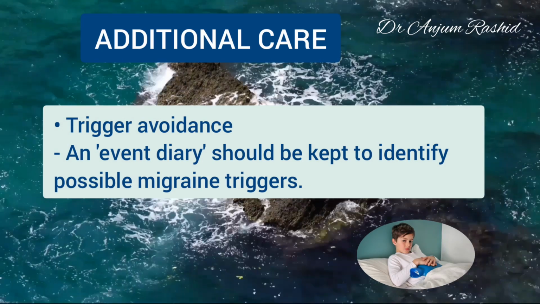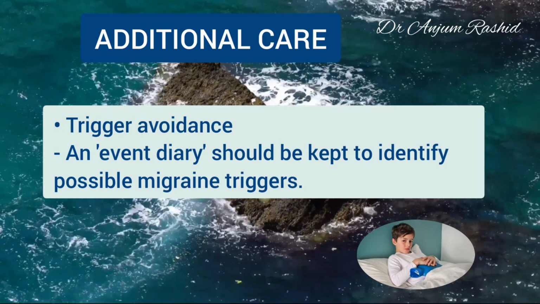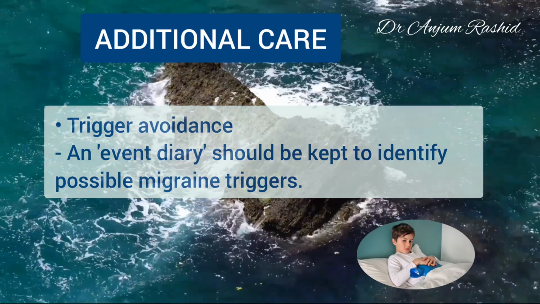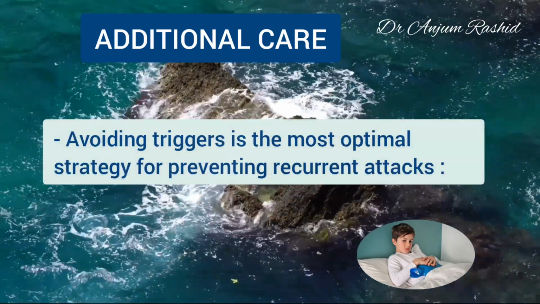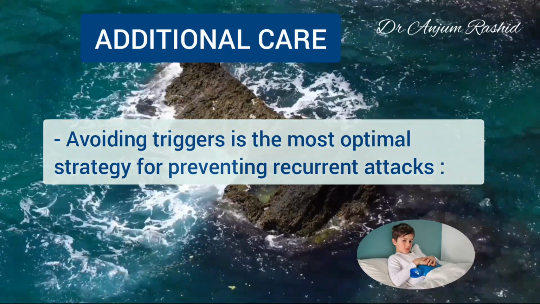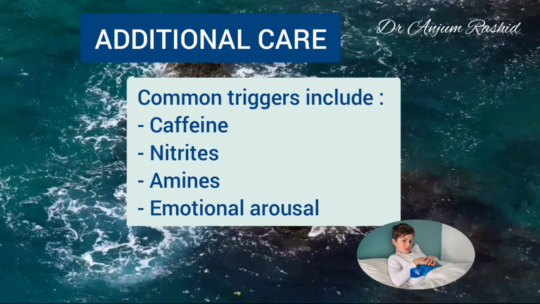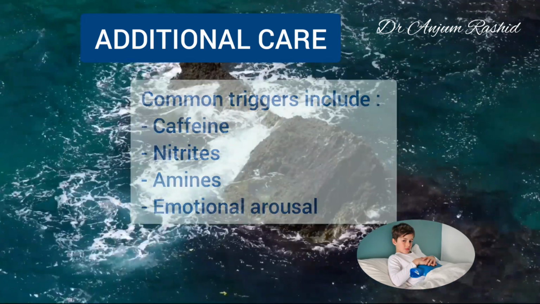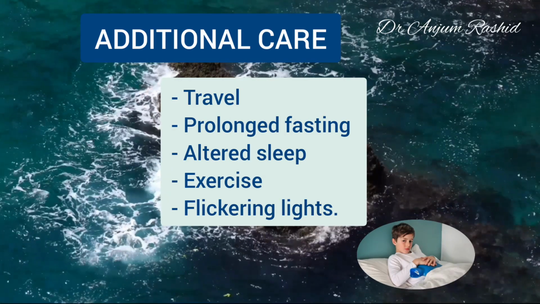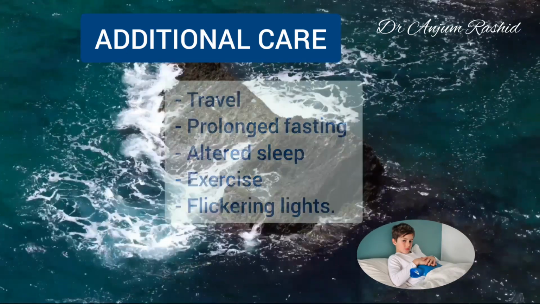Now, additional therapy includes trigger avoidance. An event diary should be kept to identify possible migraine triggers. Avoiding triggers is the most optimal strategy for the prevention of recurrent attacks. Common triggers include caffeine, nitrites, amines, emotional arousal, travel, prolonged fasting, altered sleep, exercise, and flickering lights.